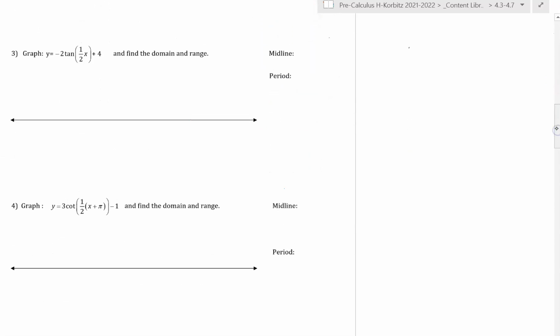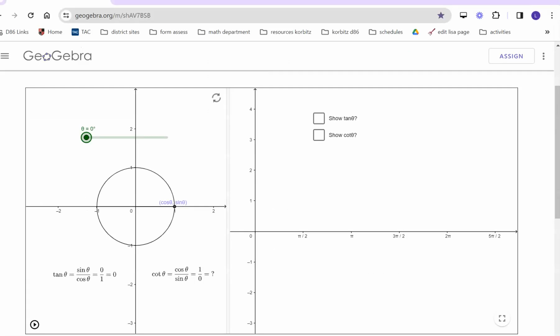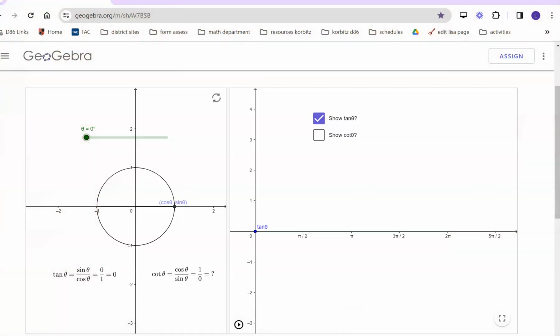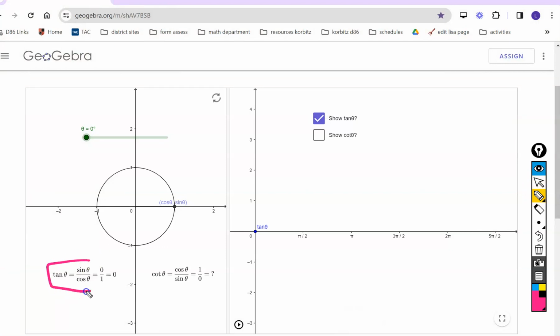Okay, welcome back. So we're going to graph a tangent and a cotangent. Let's take a moment to go back to GeoGebra, and let's start with a tangent curve. Tangent of theta is sine of theta over cosine of theta, so we're thinking about asymptotes. Wherever the cosine of theta is 0, for a tangent curve, you're going to have an asymptote that is undefined.